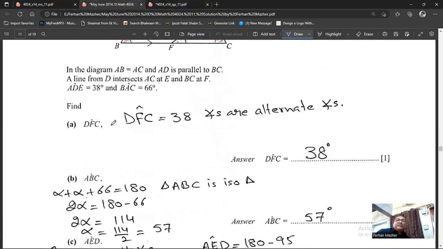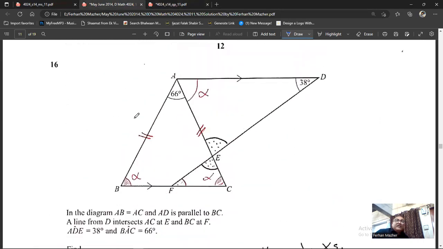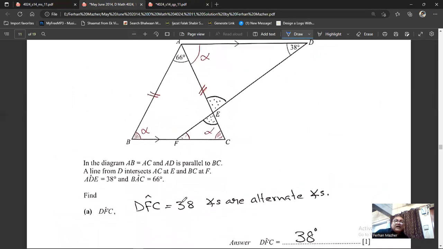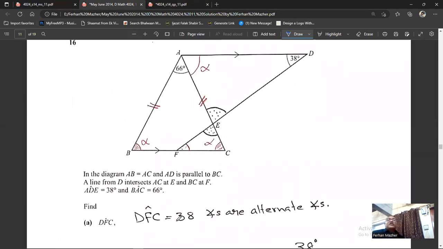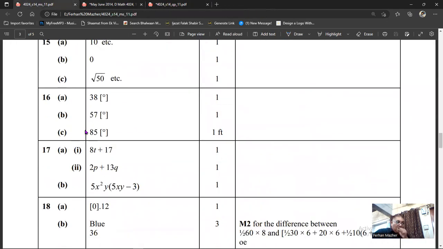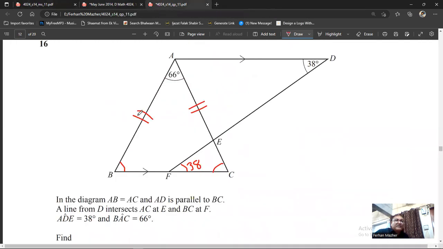Question number 16, A part. You see, I have written DFC is equal to 38. Reason is angles are alternate angles. These two angles, this angle and this angle, they are alternate to each other. So DFC will be 38. This is 38 degrees. Okay.